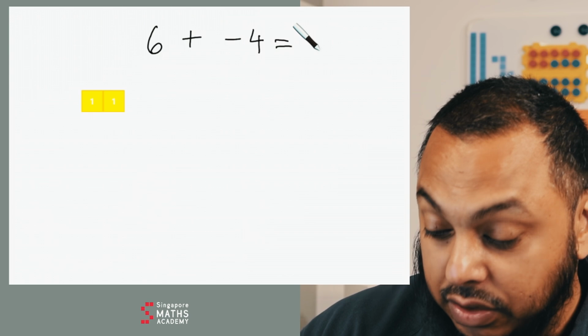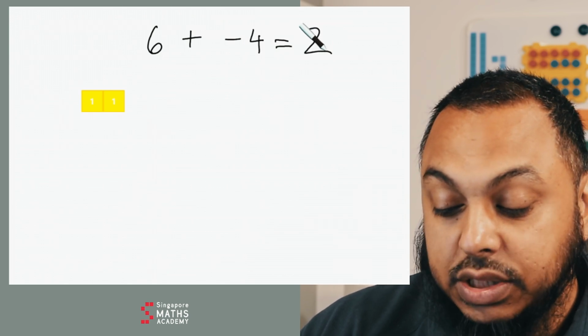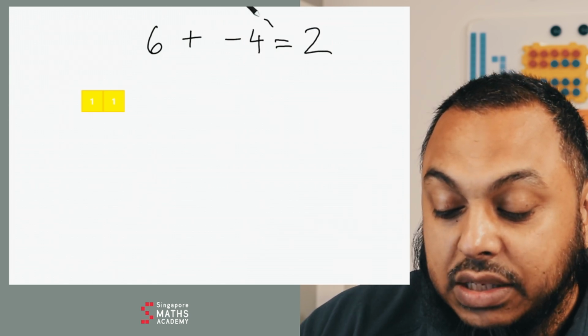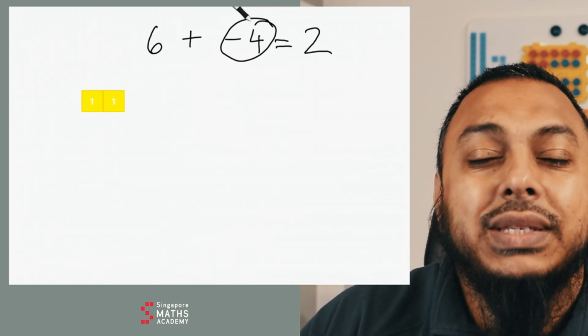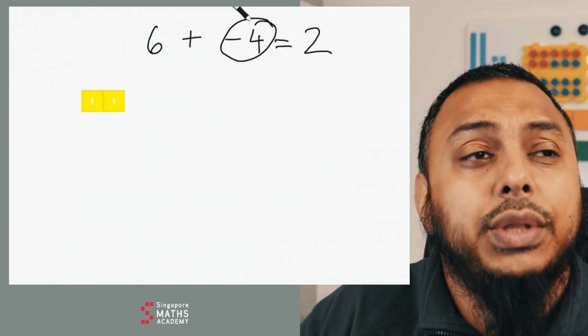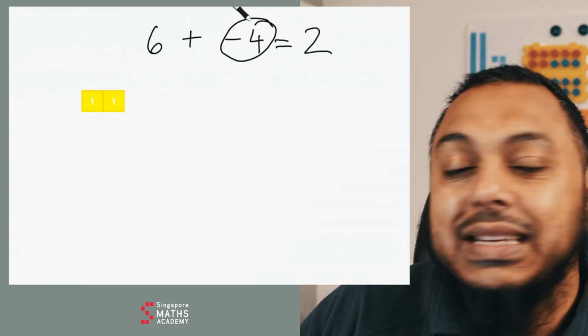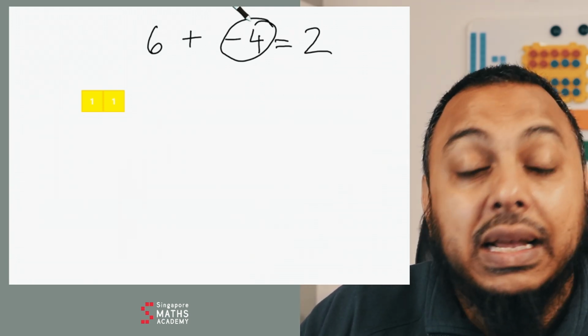6 add negative 4 is going to be a positive 2. Let me rewrite that because I nearly wrote negative 2. So the negative 4 took away 4 from the 6 and we're left with 2. Okay, that's adding negative numbers.